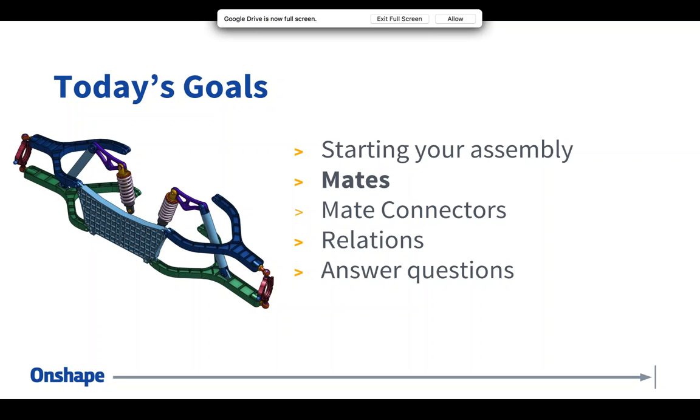The next thing, of course, is mates. And mates are the key to piecing everything together in these assemblies. And we're going to cover both the concept of mates and mate connectors, which are a key piece of mates. So mates, mate connectors, also relations. Think of relations as mechanisms or movement between mates. Gears, for example, or rack and pinion is another example of a relation. So a number of different relations I'm going to cover.